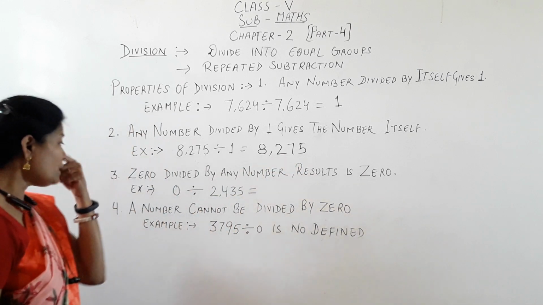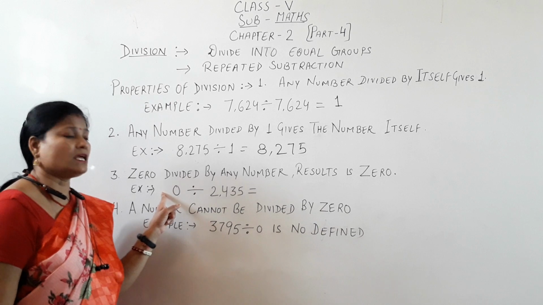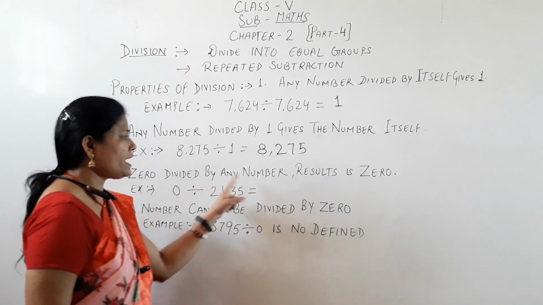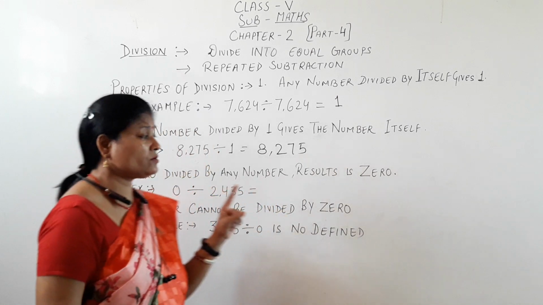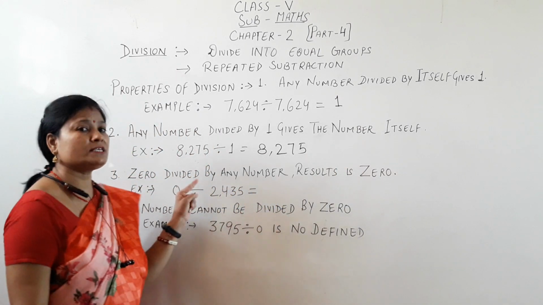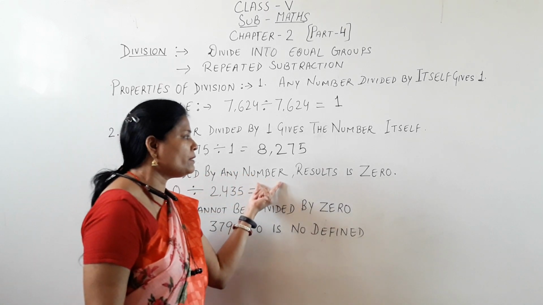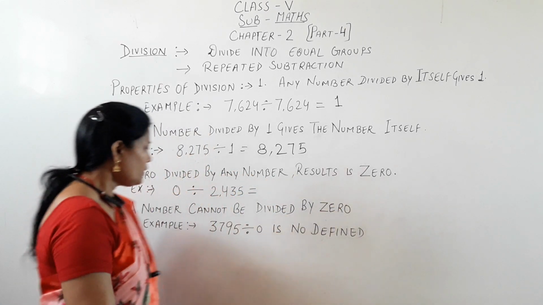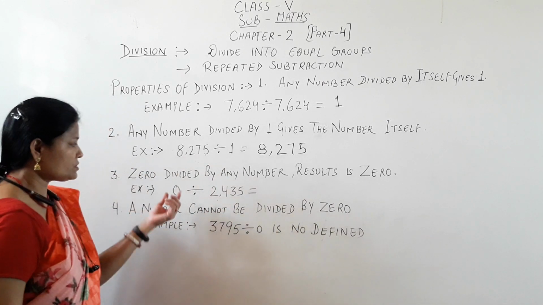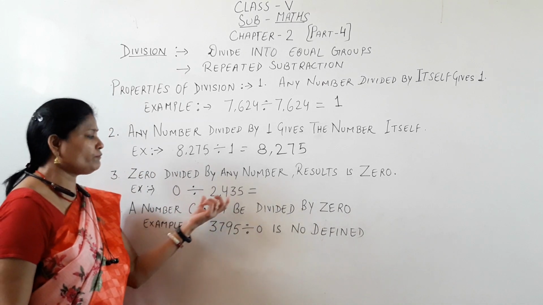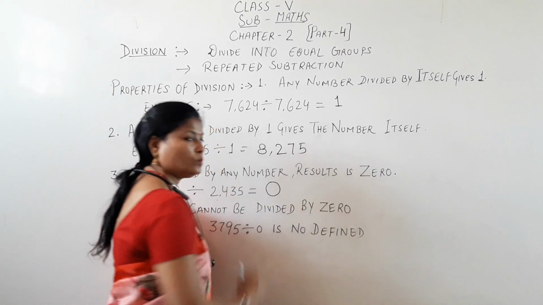Okay children, now move to the third property, 0. You know 0 means nil. 0 divided by any number, the result is 0. Keep in mind that 0 is the numerator. Look, 0 divided by 2434: because 0 is there, nothing is there, so if we divide by any number, the result will always be 0. Understood?